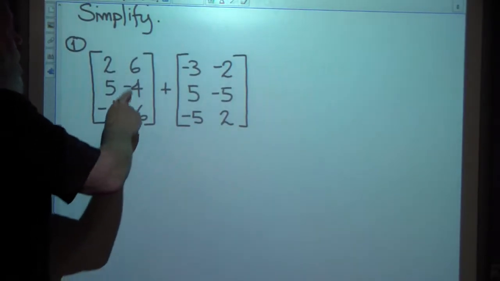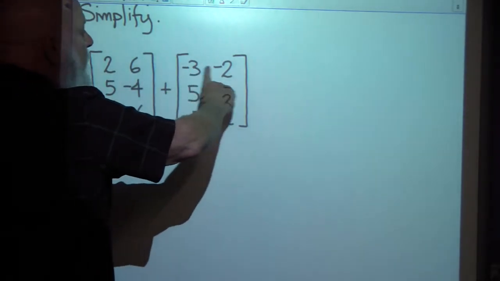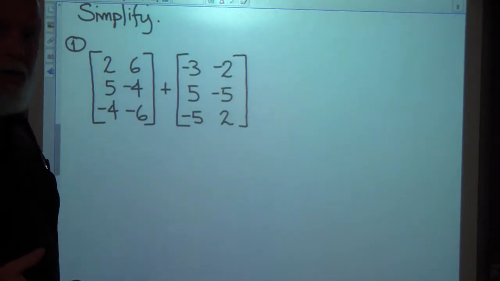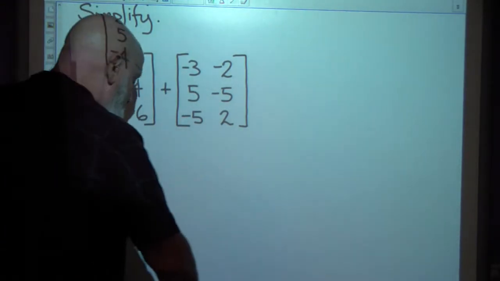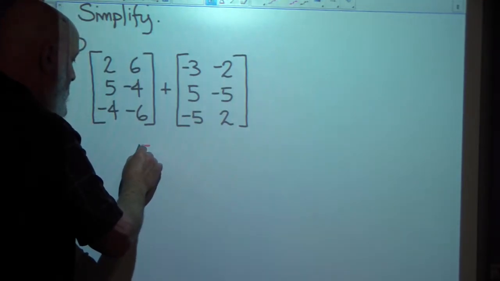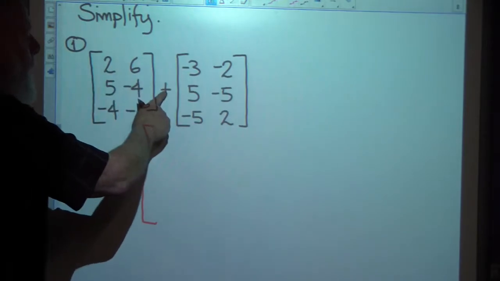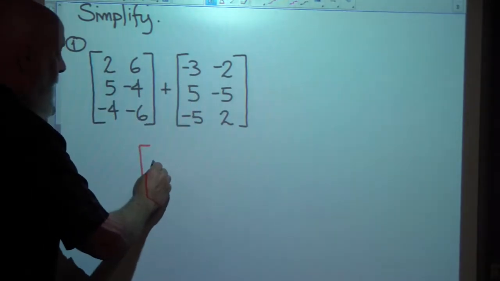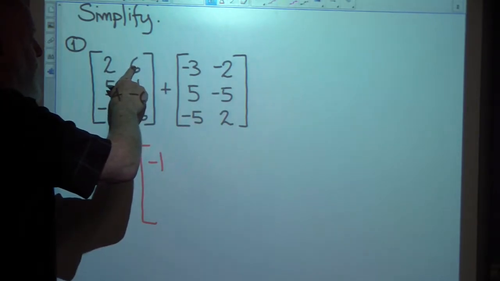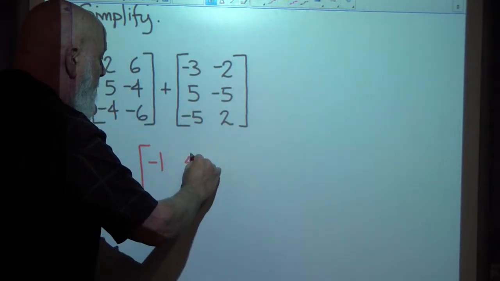Simplify. Rows by columns, I got a 3 by 2. And I'm adding it to another 3 by 2, so I can add these together. I'm just going to add them by adding the corresponding elements. So this will be this element, this matrix right here. 2 plus negative 3, that's negative 1. Then 6 plus negative 2, that's 4.